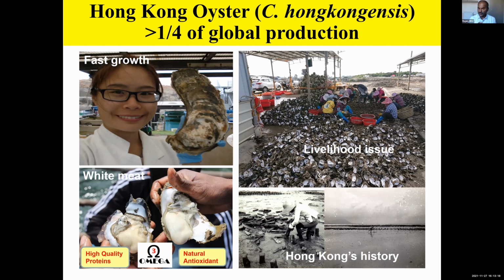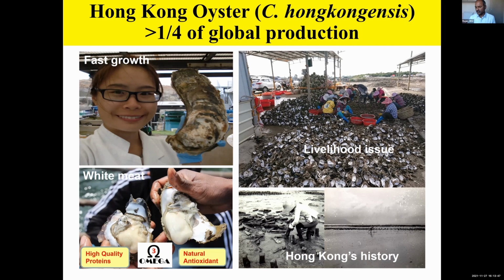Compared to these two species, the Hong Kong oyster is relatively rich in omega-3, natural antioxidants and high protein. We have lots of data coming up comparing these two species, so we have also set up a food quality analysis testing facility. All the data clearly tell us the Hong Kong oyster is rich in taste and super great in that respect.